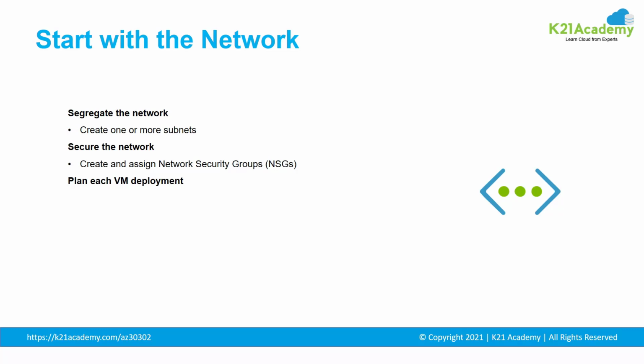Also, this will give you an understanding. If the SQL is not working, you have to check the NSG on that 10.3.0.0 network. So this is something that will help you a lot in future. Secondly, secure the network. By default, there is no security boundary between subnets, so services in each of the subnets can talk to one another.